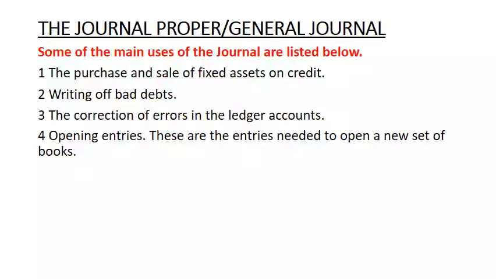Also, there are times when a business can be running without books of accounts. Then at some point it decides to start recording in the books of accounts. So it has started to keep the books of accounts. In that case, the first entries are recorded using the journal proper. So the opening entries are recorded using the journal proper. This is done once in that case.